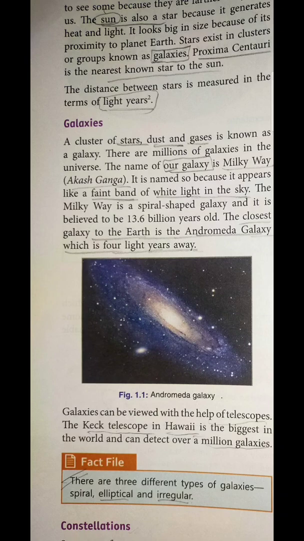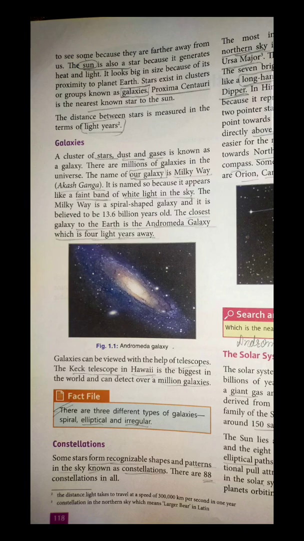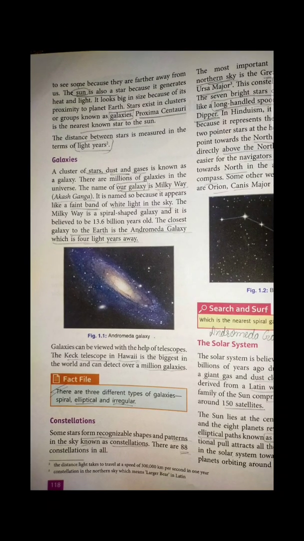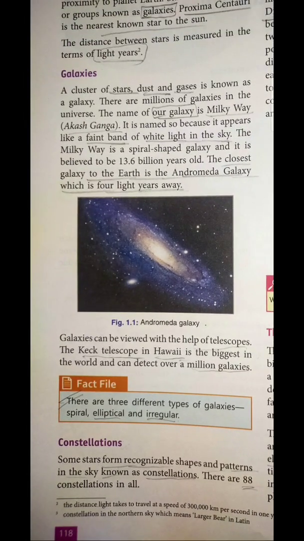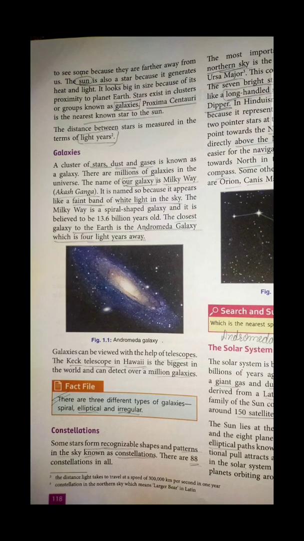Okay. It is a spiral shaped galaxy, and it is believed that it came into existence around 13.6 billion years ago. And the closest galaxy to it is the Andromeda galaxy. Okay. Galaxies can definitely be viewed with telescopes. The Keck telescope in Hawaii is the biggest in the world and can detect millions of galaxies together. So this is the Keck telescope that helps us detect millions of galaxies. Okay.